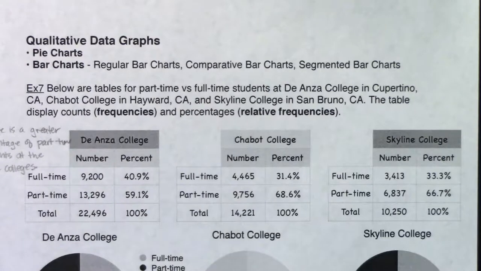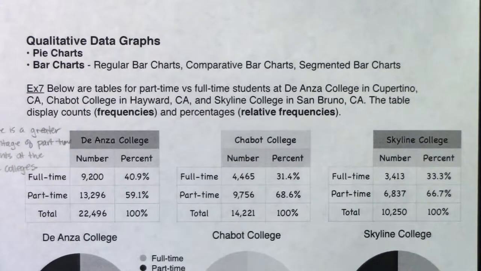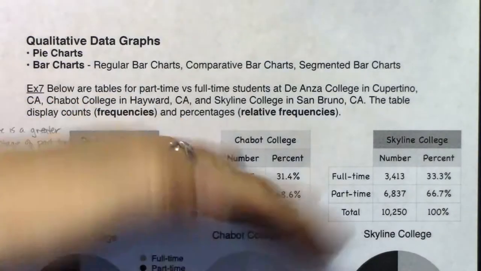And again, this problem wasn't asking us to do this. I just want us to start to get into the habit of writing sentences. I think that's something a lot of us struggle with, so we want to practice it so we get better at it. So there's a greater percentage of part-time students at all three colleges. That's something they have in common.